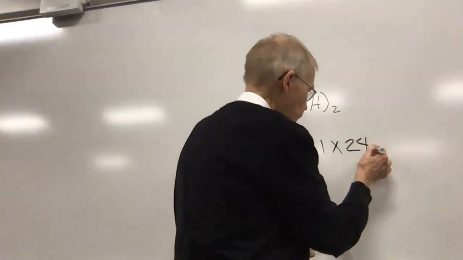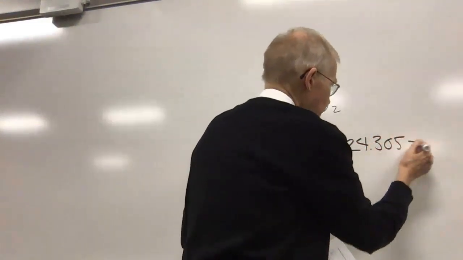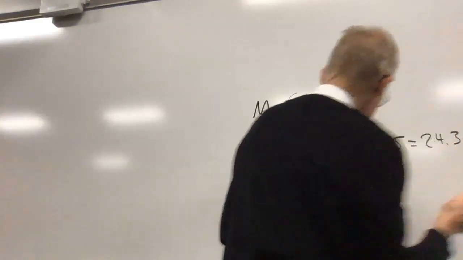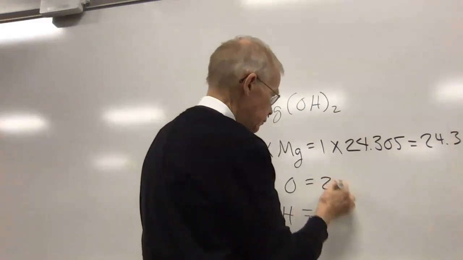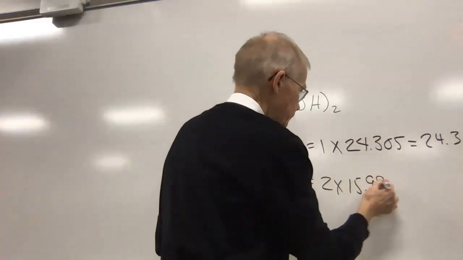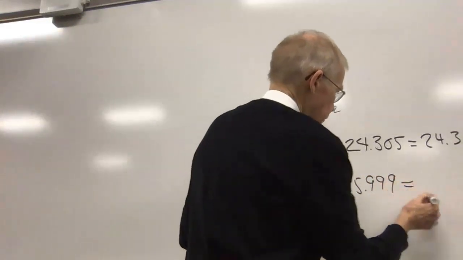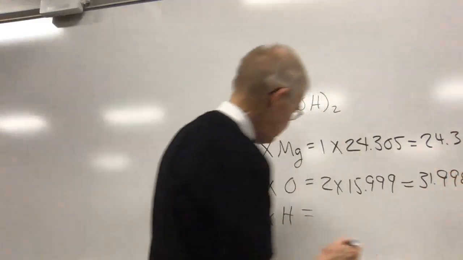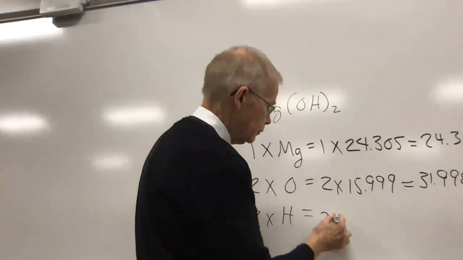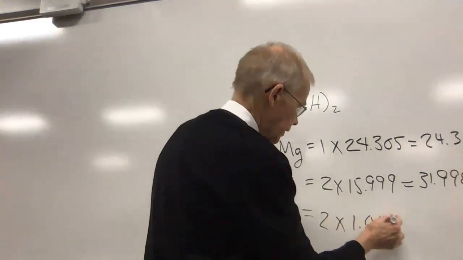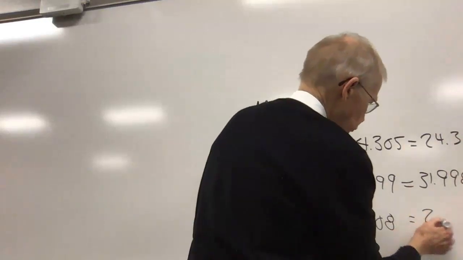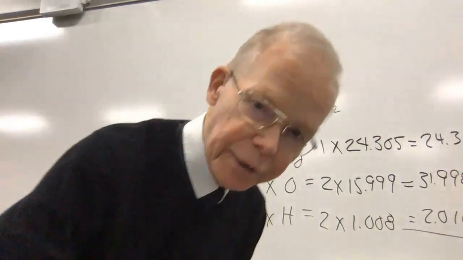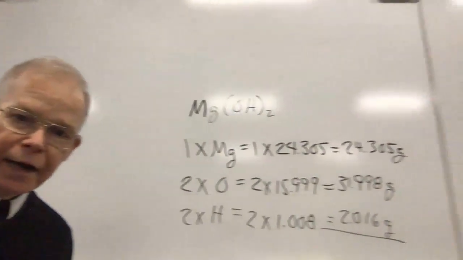Magnesium, 24.305. Carry that through. I got oxygen, 2 times 15.999 grams. That'll become 31.998 grams. I have 2 times hydrogen, 2 times 1.008 grams, 2.016 grams. The final step is to add them all together, and that will give me the total mass of magnesium hydroxide.